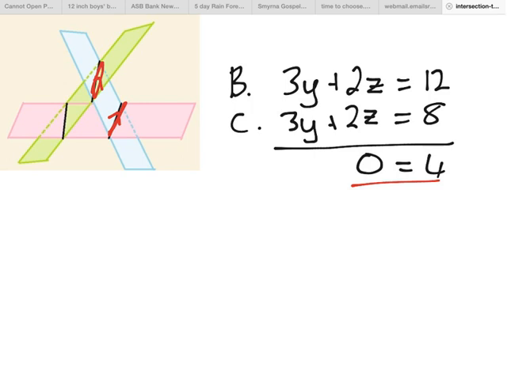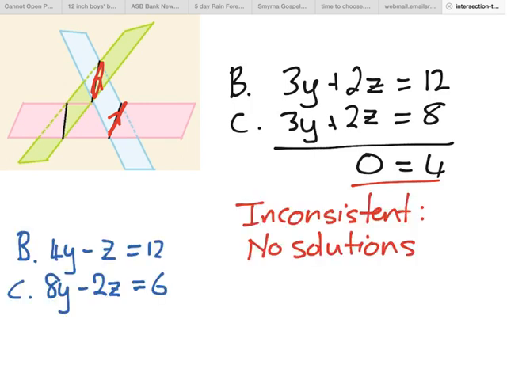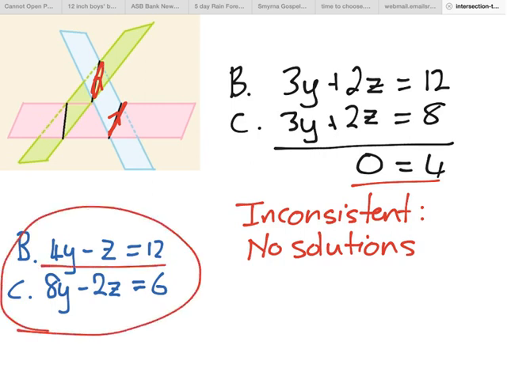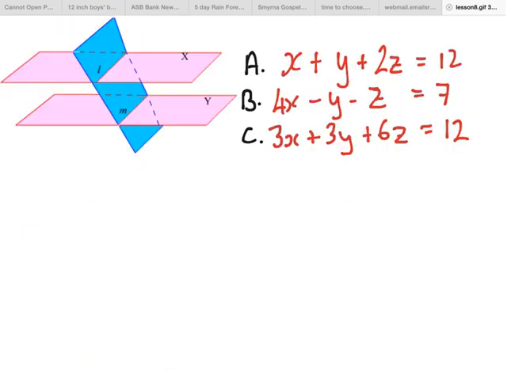This is inconsistent. B and C could look like this pair. Again, a little bit of manipulation. Double B, and when you subtract it, you'll get something like 0 equals 18. There we have it. Where one pair of planes are parallel, obviously there's no solution.